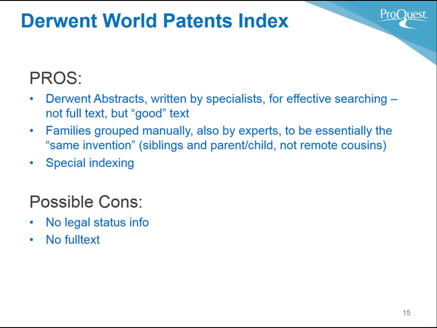Their family information is put together manually by these experts so that what you end up with is families that are essentially the same invention, not just related more broadly, but really the same thing. Derwent also has a number of special indexing fields unique to that database.